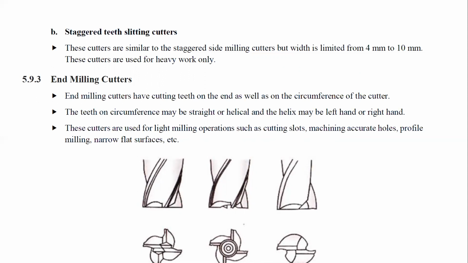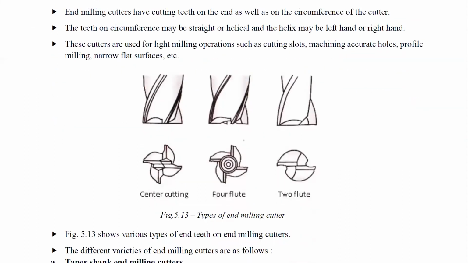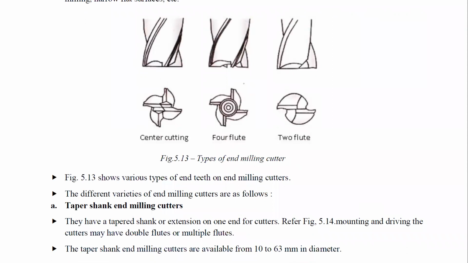These cutters are used for light milling operations such as cutting slots, milling accurate holes, profile milling, narrow flat surfaces, etc. First one is the center cutting, second one is 4 flute, third one is the 2 flute. These are the types of end milling cutters. As you can see in the figure, various types of end teeth on end milling cutters. Different varieties of end milling cutters are as follows.